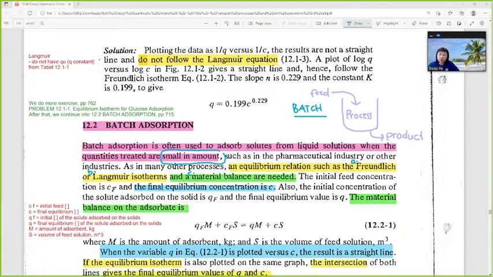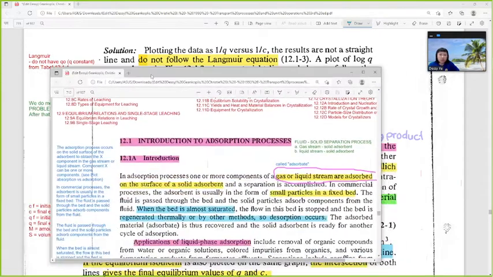We will continue to discuss our study in chapter 12 of Geankoplis's book. Yesterday in our class I already discussed 12.1, Introduction to Absorption Process, or what we call the fluid-solid separation process. Fluid is a gas or liquid stream, and then we need a solid absorbent.